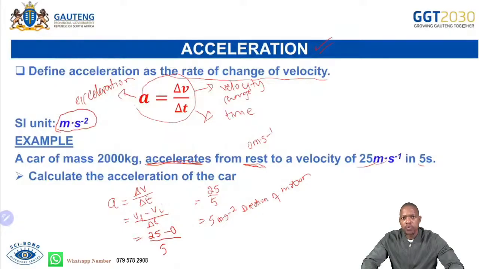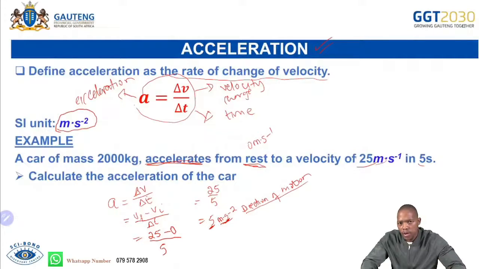A vector is a physical quantity that has magnitude and direction. Extremely important that when we are answering questions based on vectors, I'm expecting that there must be a magnitude, and there must be an SI unit, and there must also be direction. You can't just say 5 and leave it like that. You can't say 5 meters per second squared and leave it like that.